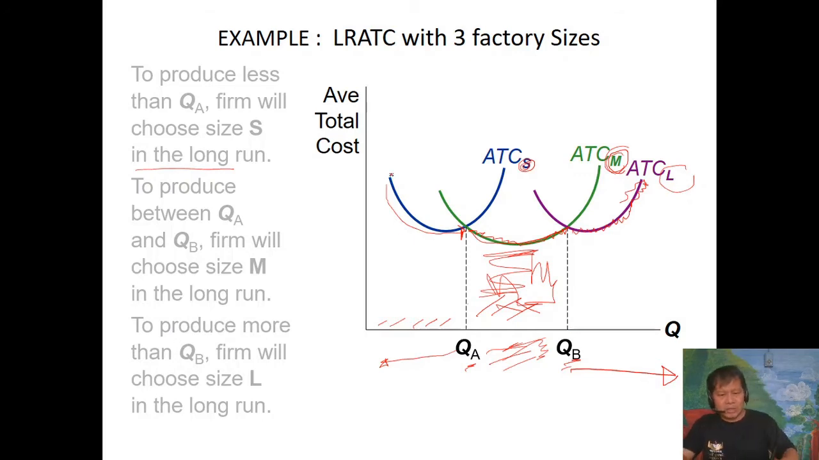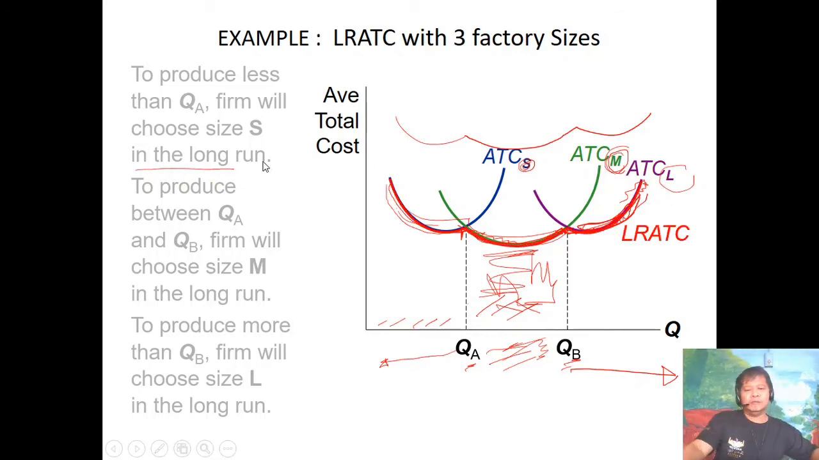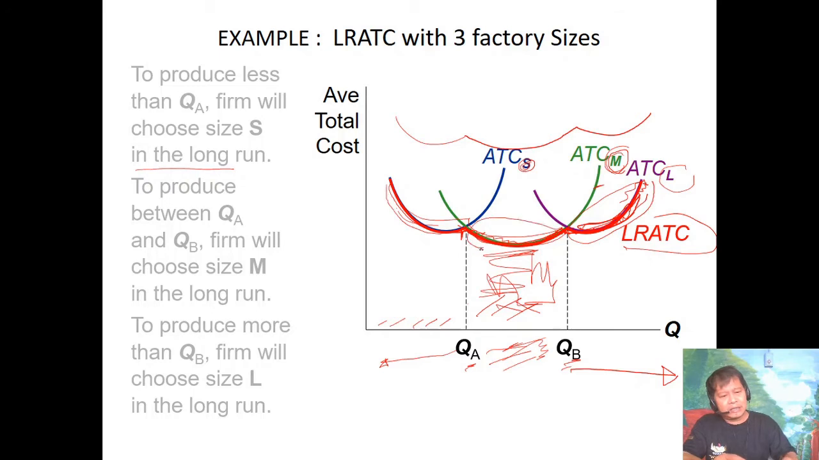Okay? So now, if you combine these three, this is now the long run average total cost, this portion. We're talking about this one. So this is now the long run average total cost, the combination of the short run costs. Yes? We have the long run average total cost. Only this portion, it does not include those. Okay? So it's like merging the average total costs of different sizes of the company.